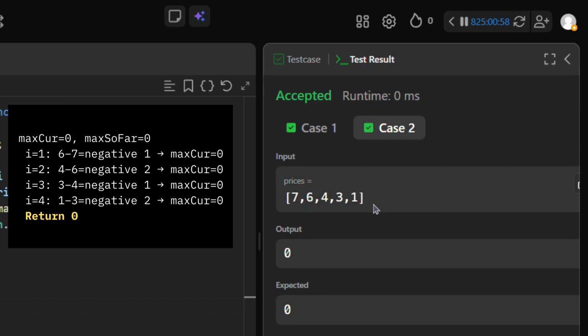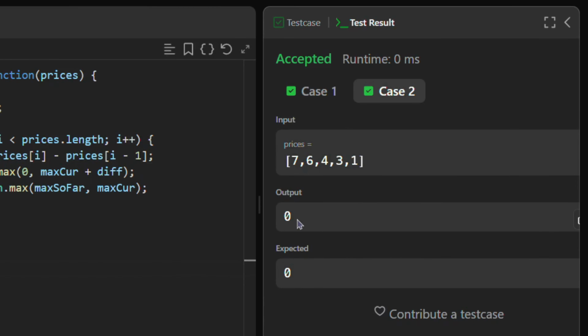We finish the loop and return 0. The output is 0, and the expected is 0. They match, so solution 2 is correct for this test case.